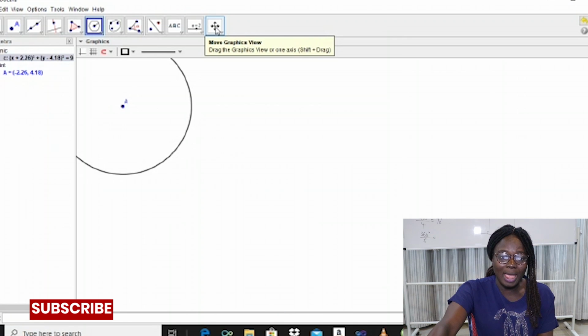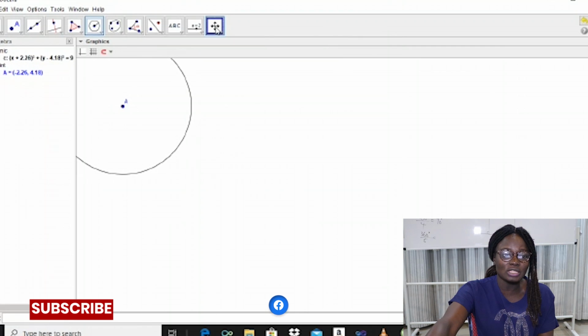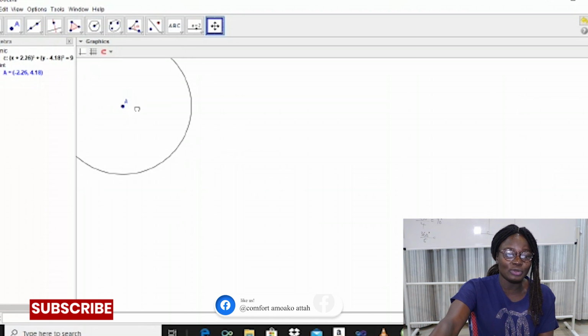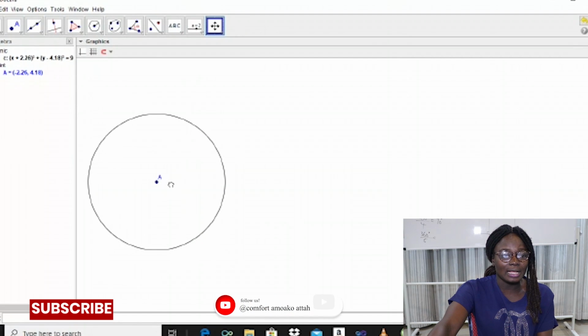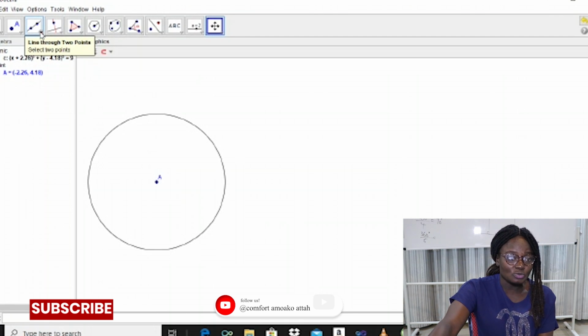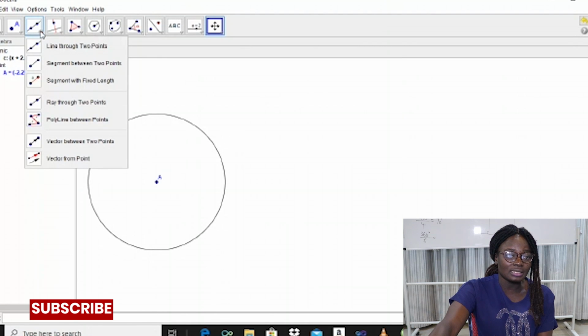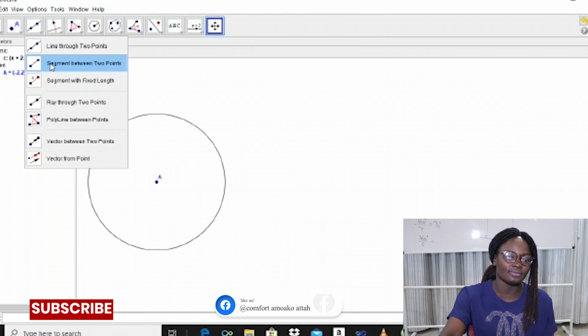I don't like where the circle is, so I'm going to click on this arrow, that is the Move Graphics View, to drag our circle to the place we want it to be. Then I click over here, that is where I can get my line segment. There is a small drop down arrow here too. I'll click on it, then I select segment between 2 points. So let's click on it.